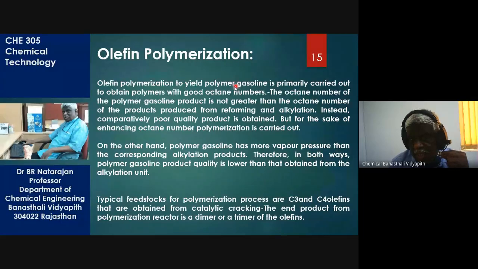Olefin polymerization yields polymer gasoline, which is primarily carried out to obtain polymers with good octane number, right? So the octane number of the polymer gasoline product is not greater than the octane number of the product produced from reforming and alkylation.